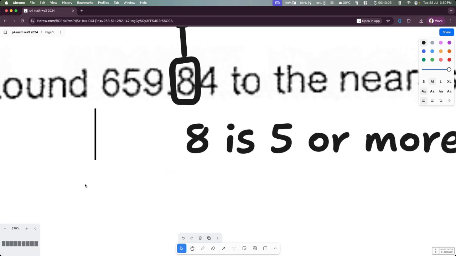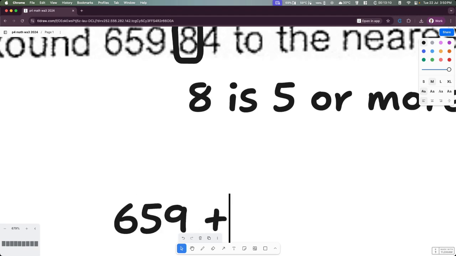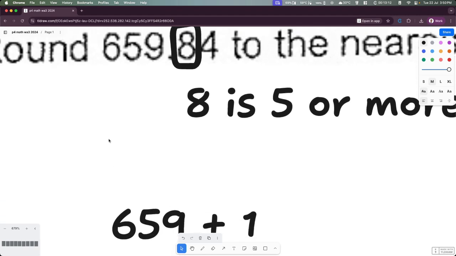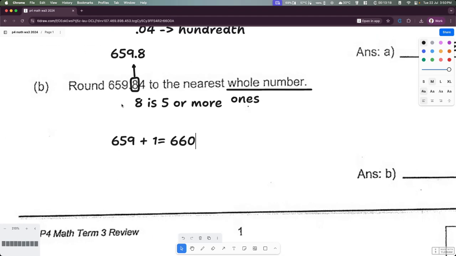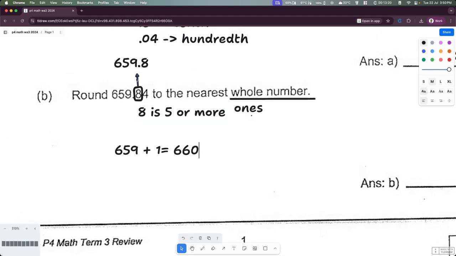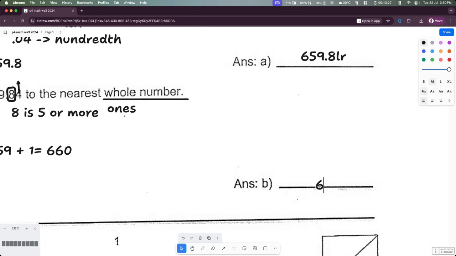So essentially, the equation will be pretty straightforward. It will be 659 plus 1. That's it, right? And this will become 660. So if it's your nearest whole number, that means this is just round up. 8 is just round up. Then the answer in here will be 660. Okay, I don't know why there's an LR here. But yeah, so 660 is the answer for this.